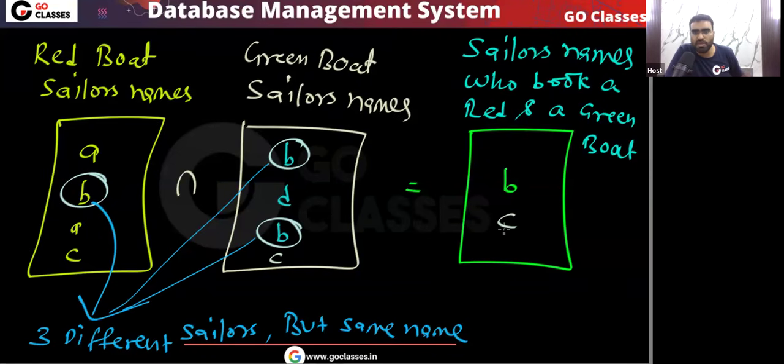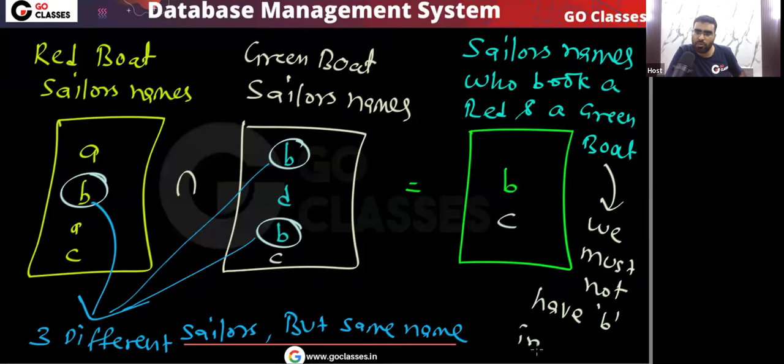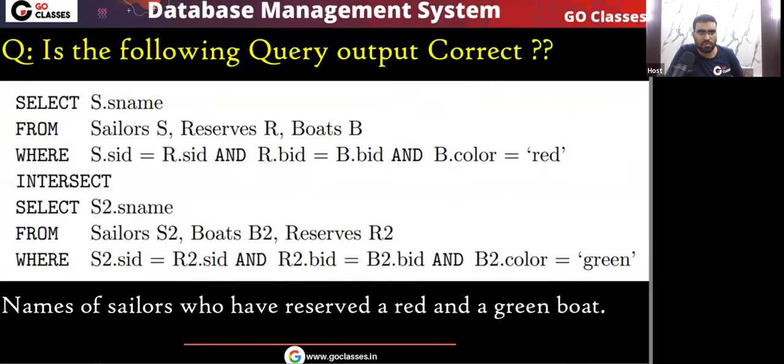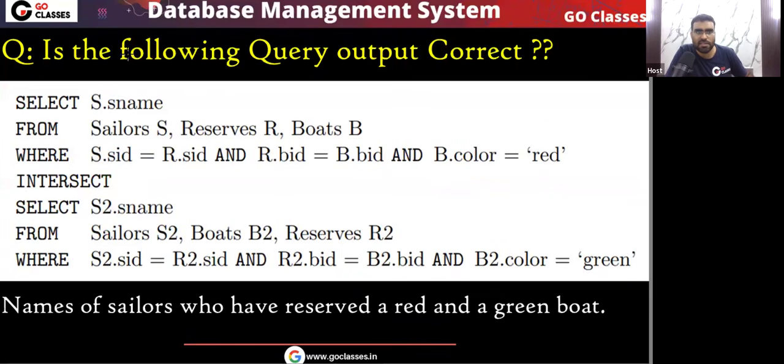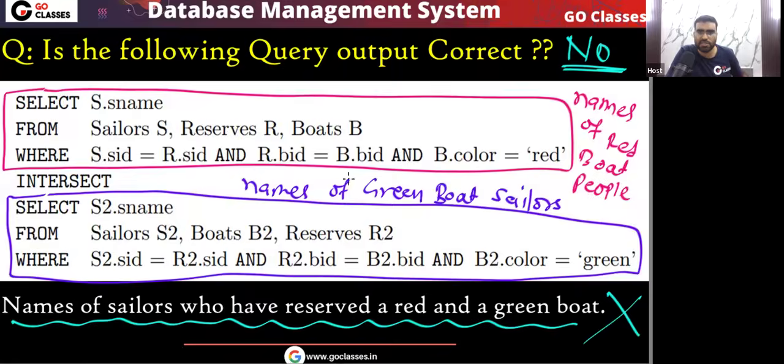So we should not have B in the output. Yes or no? Do you agree with me? We must not have B in the output. But this query will give you B in the output. Yes or no? This intersect query will give you B in the output. But actually, for the names of sellers who are reserving red and green boats, B should not be in the output. So did you understand that this query is actually wrong?